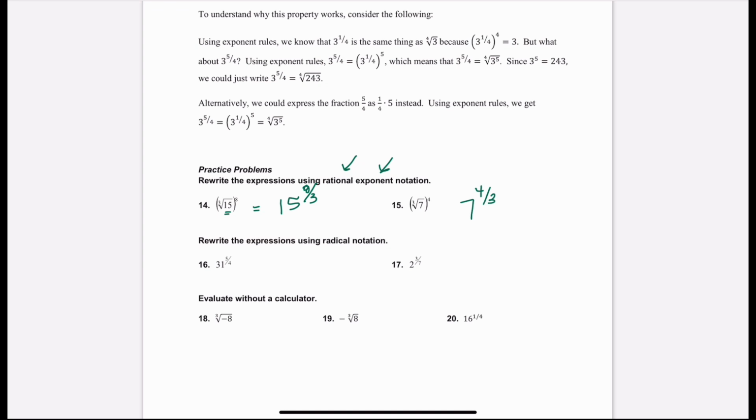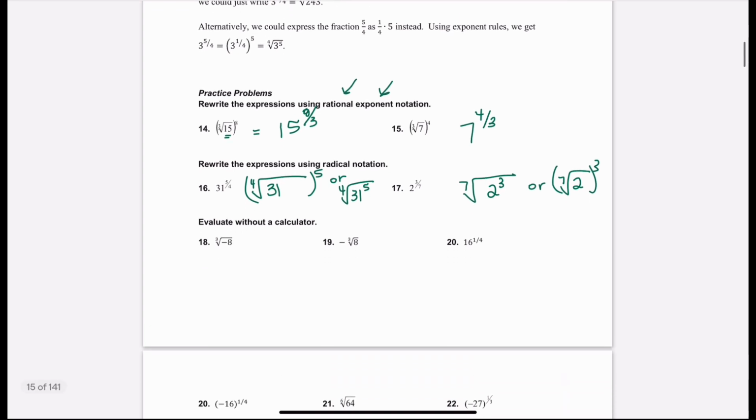Now we're going to go 16 and 17, we're going to go backwards. So we have the 4th root of 31 to the 5th. We can write it like this, or we could write the 4th root of 31, all to the 5th. Either one of those is fine. 17, we have the 7th root of 2 to the 3rd, or we could write it as the 7th root of 2 all to the 3rd.